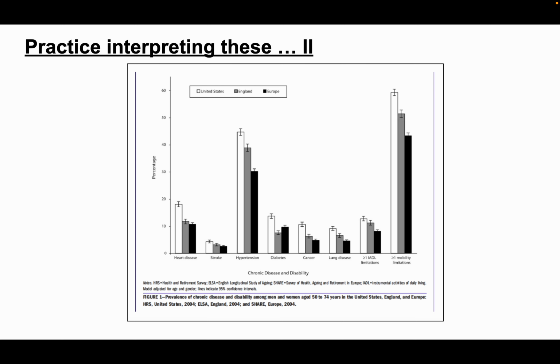I just happen to have a lot of examples from when I taught health. This gives the prevalence of chronic disease and disability among men and women in the United States, England, and Europe, more on the health reversal story. And you can see here that this gives for the United States, England, and Europe, white, black, kind of gray and black here, the prevalence of heart disease, stroke, hypertension, etc.